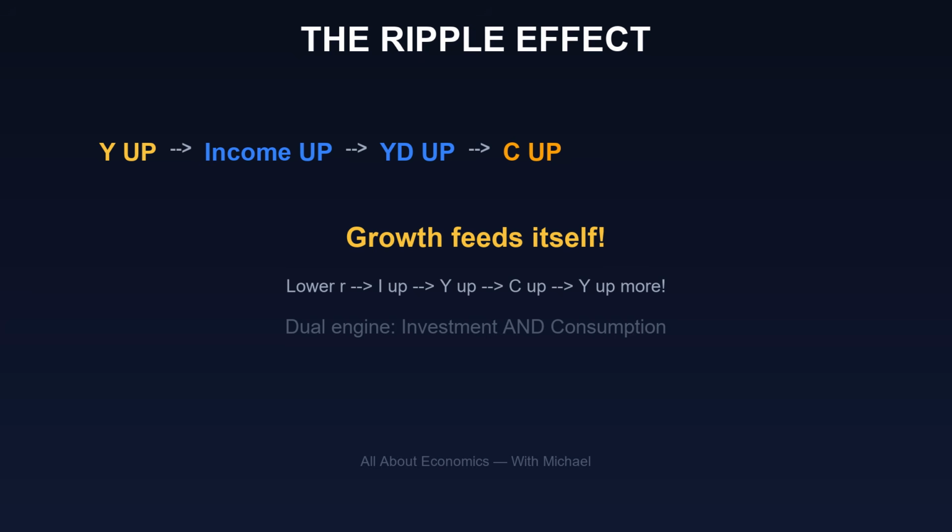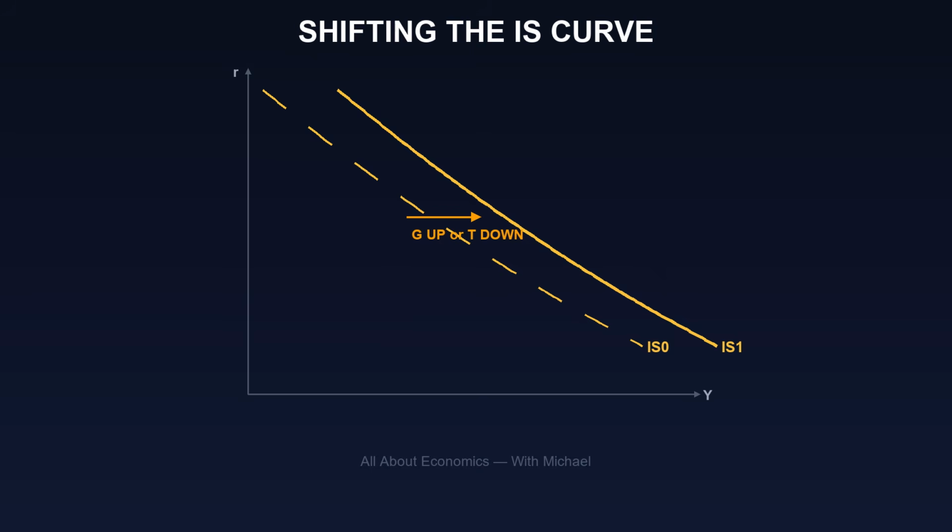Which brings us to a really critical question. If we know that external factors move the curve, what exactly has to happen to cause the entire IS curve to shift outward, to the right? A rightward shift, let's call it moving to IS1, means that at any given interest rate, the total output is now higher than it was before. According to our model, this happens under two specific conditions.